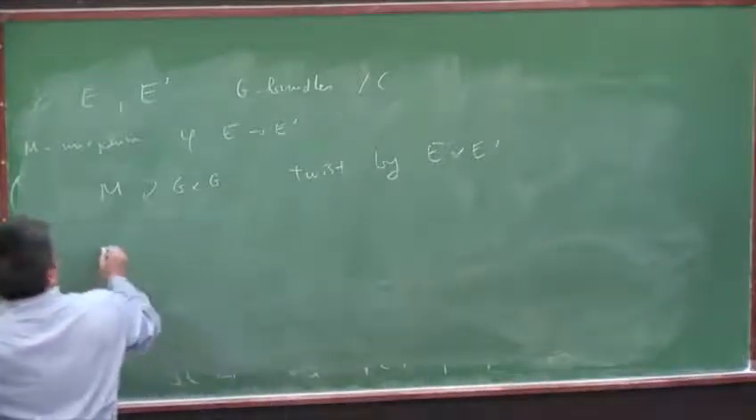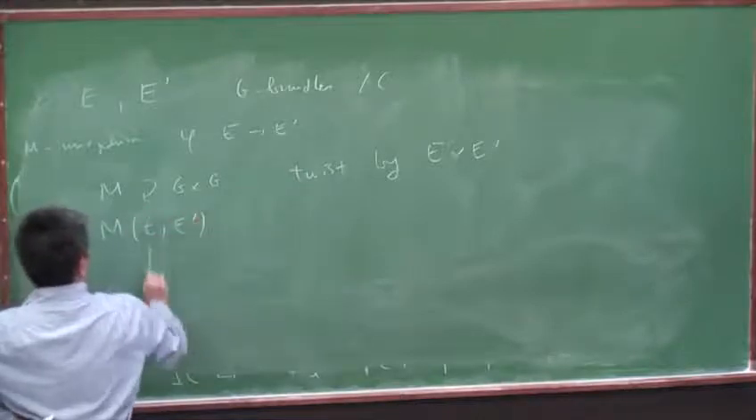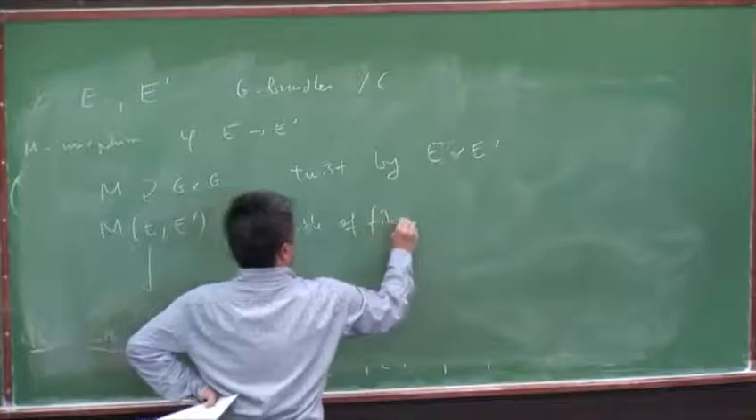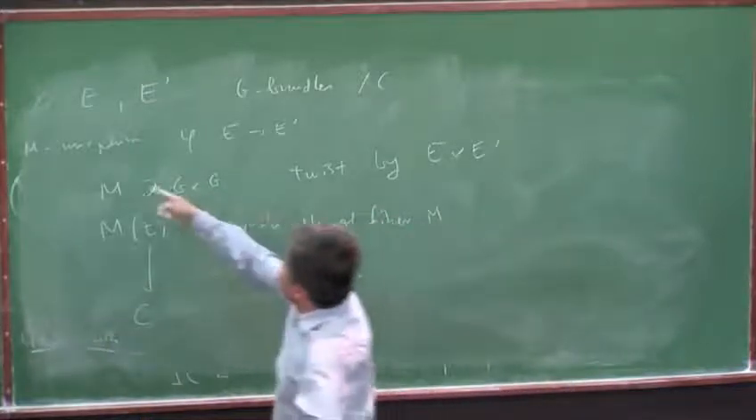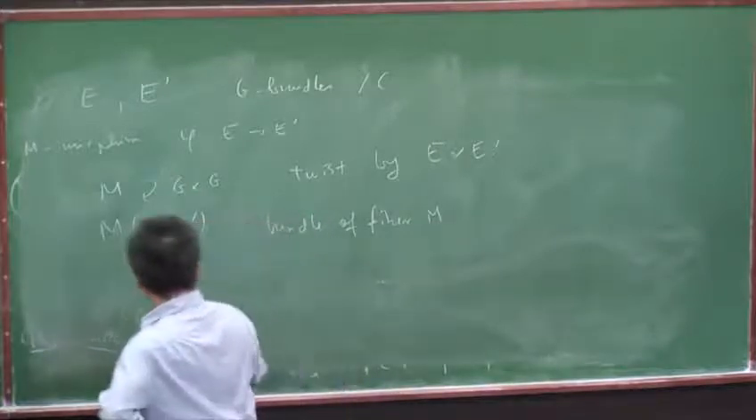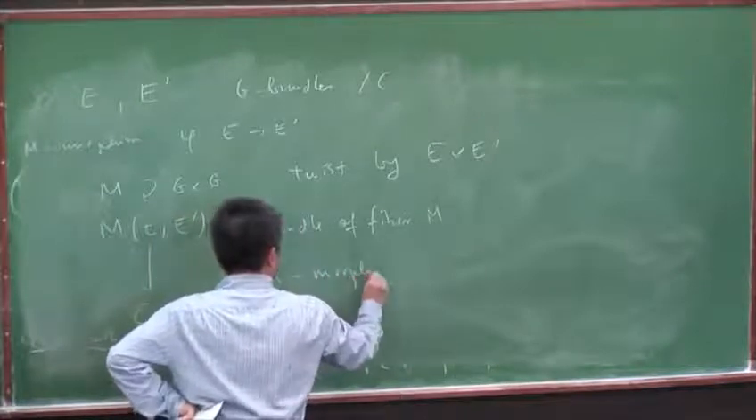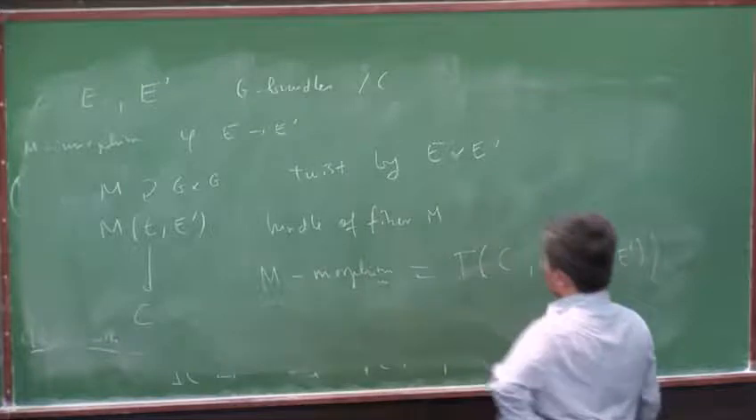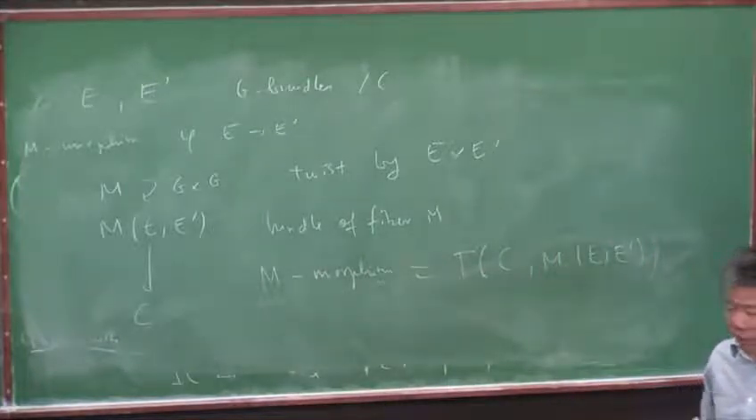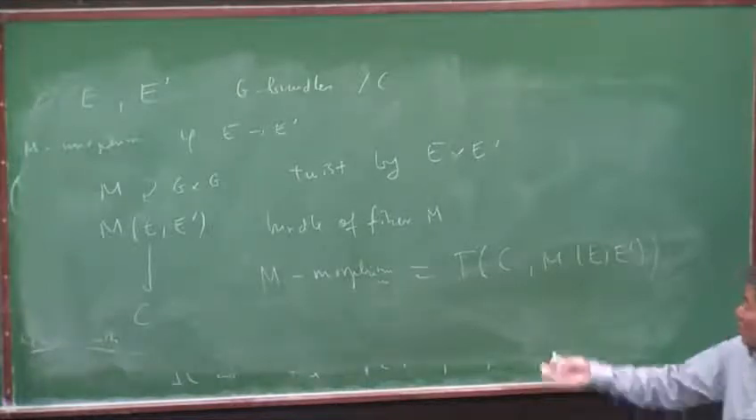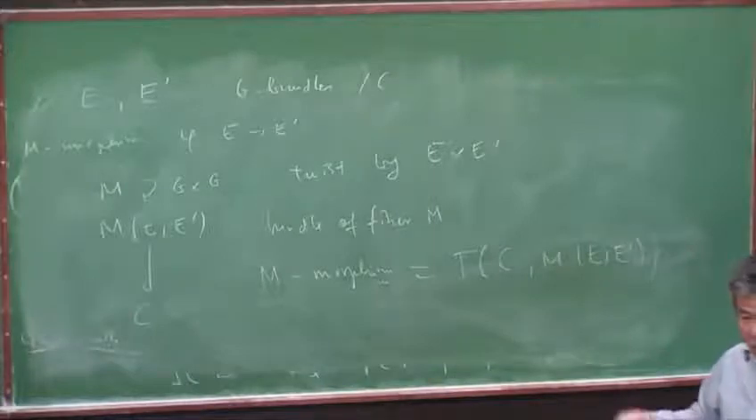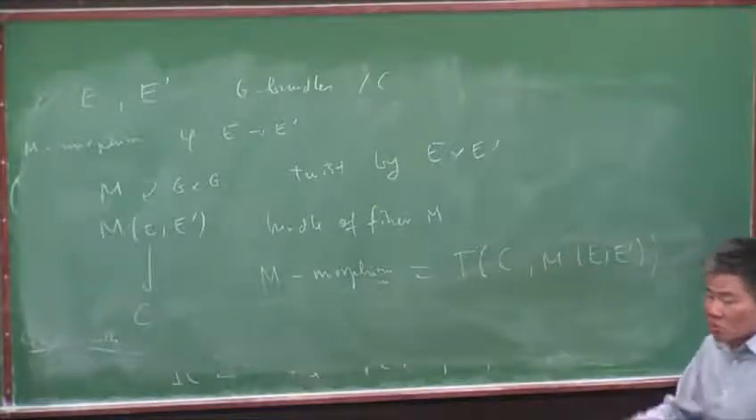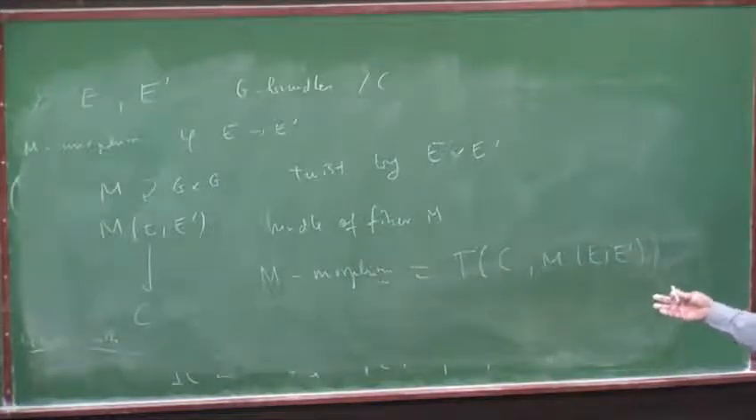Then you get some bundle. So this is a bundle of fibers, and an M morphism is just a section of this bundle. So M morphisms are just the set of global sections. So we think about the obvious case again. You have G as GL_n, and M is the space of matrices. If you twist the space of matrices on the left by one vector bundle, and on the right by another vector bundle, then the global section is just a morphism from one to the other. So we should define the formula, what I mean by the map from E to E prime.